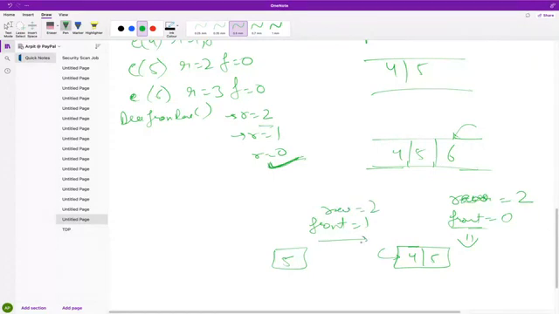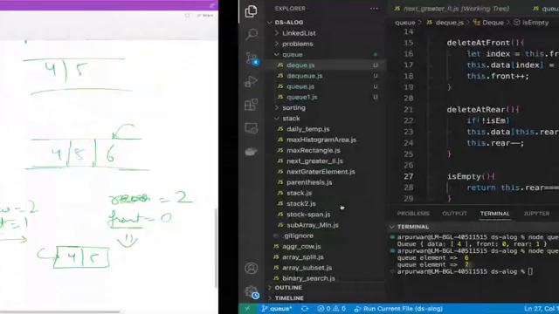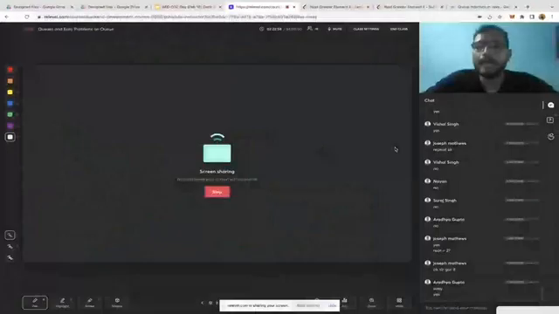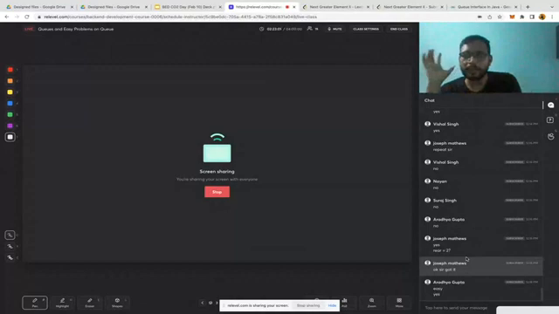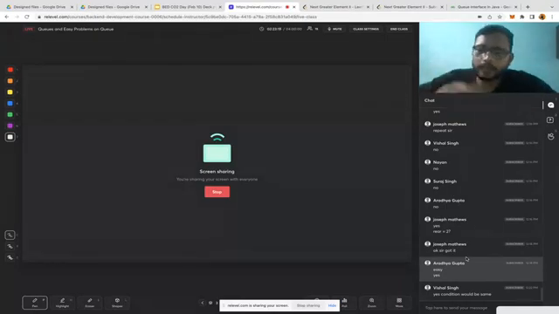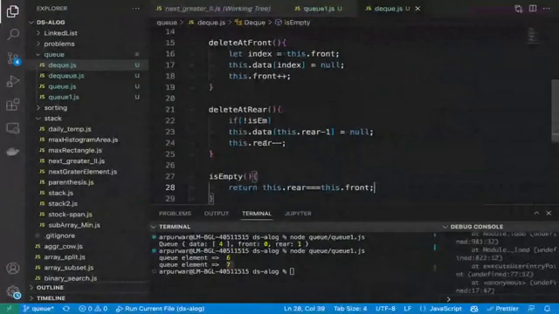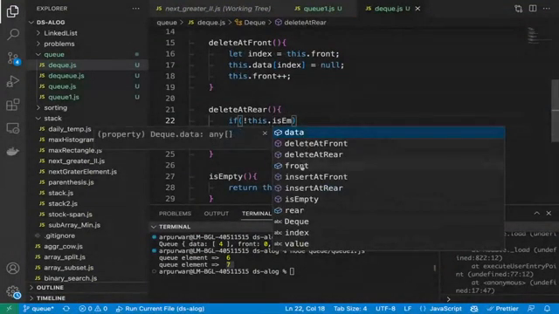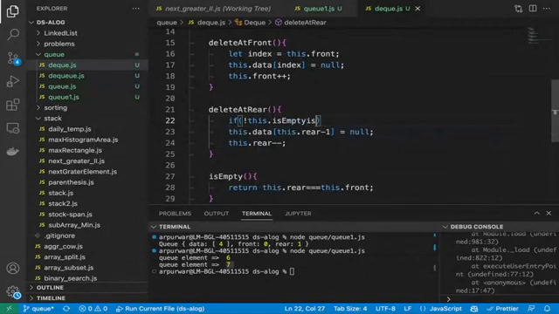Whenever we are getting front and rear as equal, that would be our empty scenario. I think wherever we are getting our front and rear pointing at the same index, that would always be the empty scenario. What do you guys say? Yeah, the condition would be the same here, right, guys? So yes, the empty condition is the same here. So here I was using, right, if not this dot isEmpty, then go for this. Then do all these things.